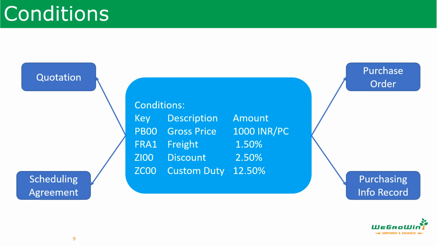And here condition types represent the pricing dynamics in the system. This allows condition types for absolute and percentage discounts, freight cost, duty, and taxes. Through the condition type, the buyer can see how the price is calculated in the purchasing documents. Some examples of condition types are PB00 gross price, FRA1 freight, ZI00 discount, ZC00 custom duty, like this.